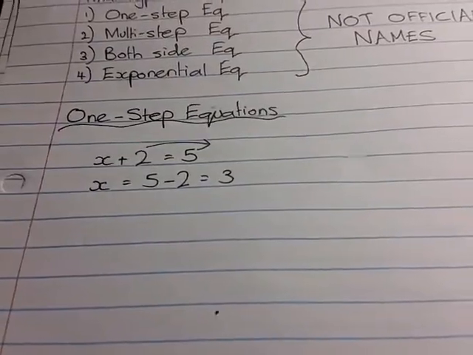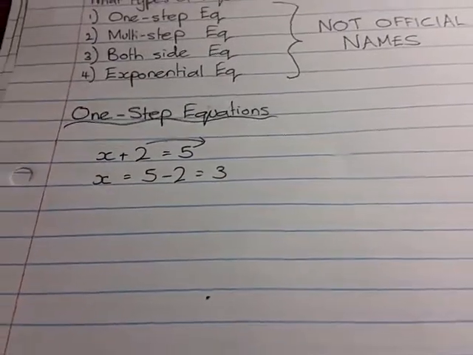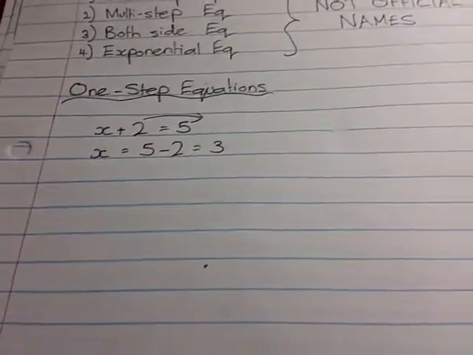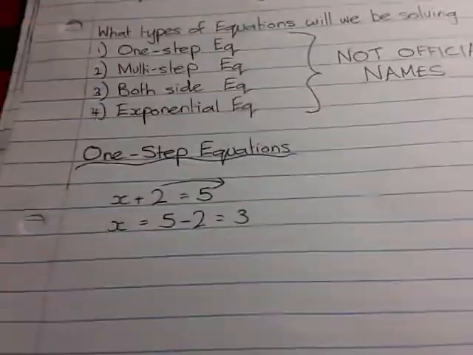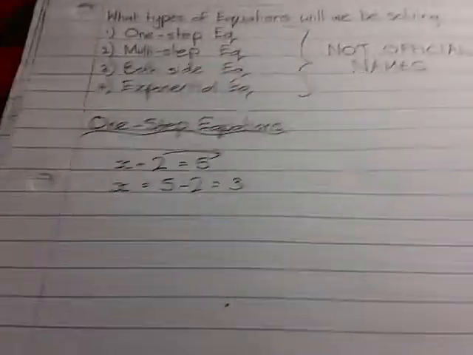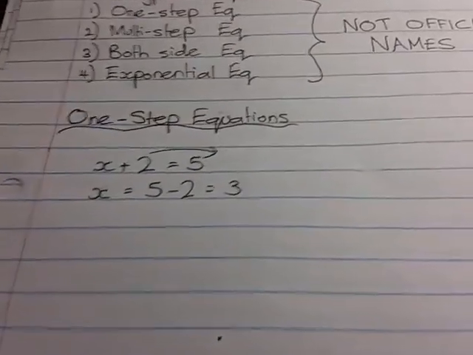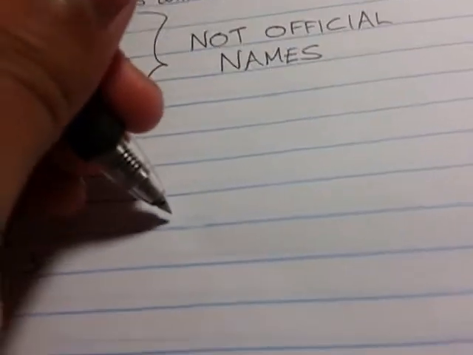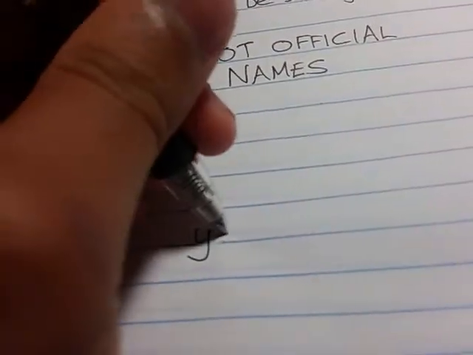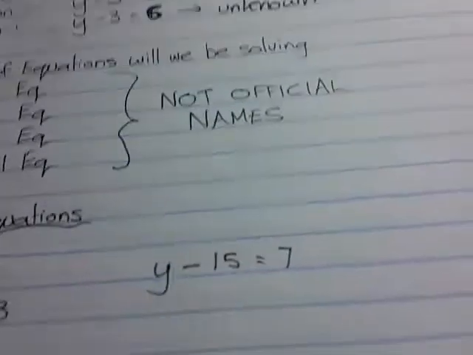So of course addition isn't the only sign that you're going to be dealing with. You usually deal with about 6 different ones. So let's do some more examples. Let's do y minus 15 equals 7.